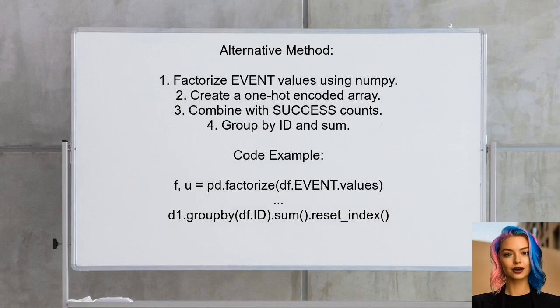Another method shared involves using NumPy for factorization. The user factorizes the event values and creates a one-hot encoded array. They then combine this with the success counts and group by ID to get the final counts.